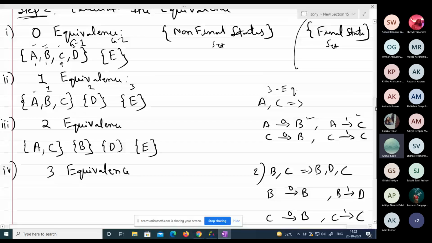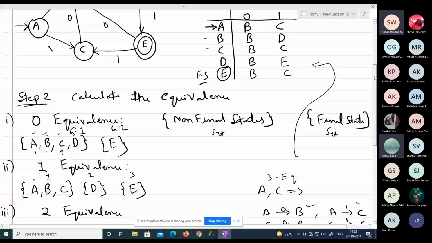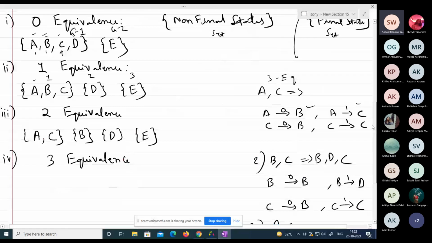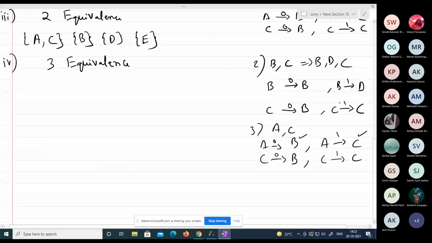Ma'am, does this mean that this question cannot be minimized? No, that doesn't mean that. It can be minimized over here. But it went down to 5 states only. Yes, it eventually came to 5 states only. B we have already split, D is also there, E is also an individual set, and A, C are not belonging anywhere else. So what we can do over here is just write down a note.